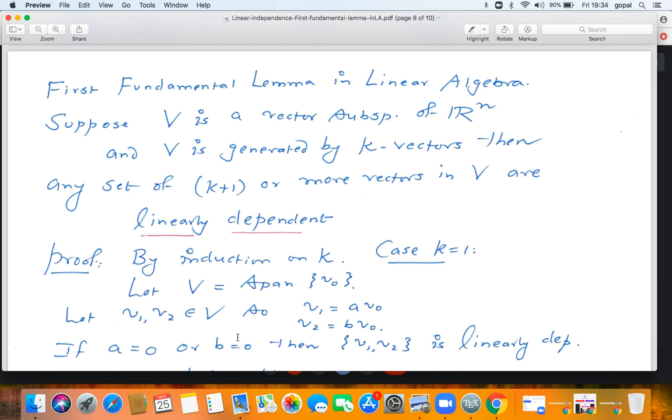And if you pick up k plus 1 or more vectors in V, then they will be linearly dependent.